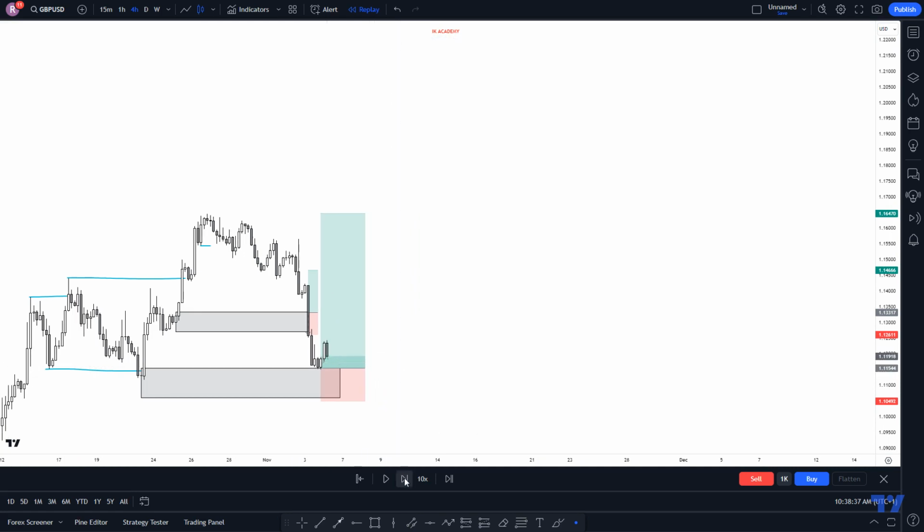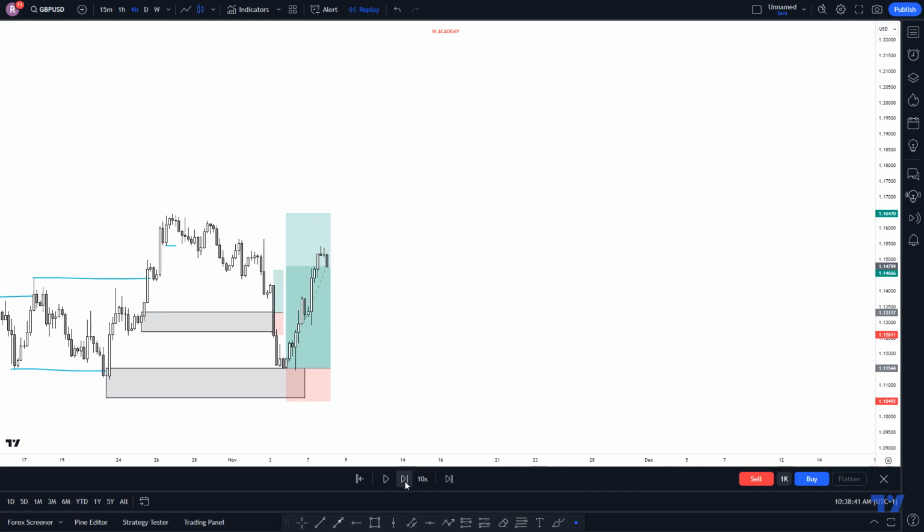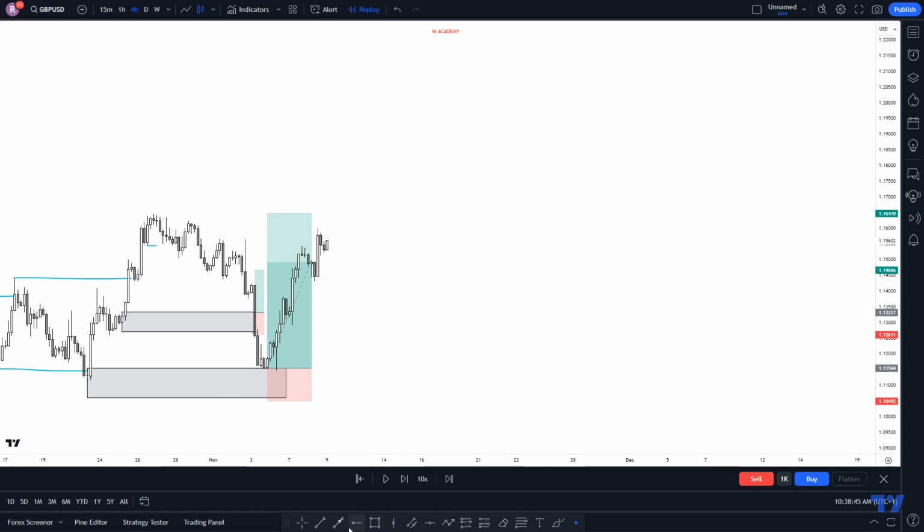And then we have a solid push to the upside, and we can see price creating internal structure, giving this place as an inducement, as internal liquidity, and then probably using this place as a POI to buy to the upside. Let's see if price respects the POI.